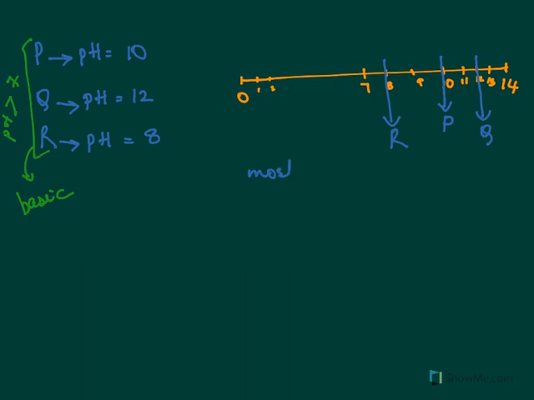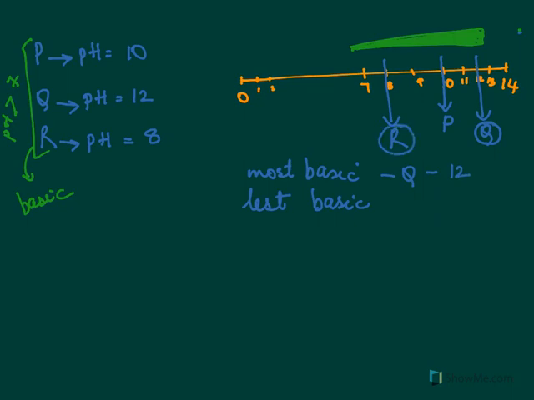Now who would be most basic, and who would be the least basic? Remember, the basic character increases as we go from 7 to 14. You'll definitely agree Q with pH 12 will be the most basic, and least basic will be R with pH 8.